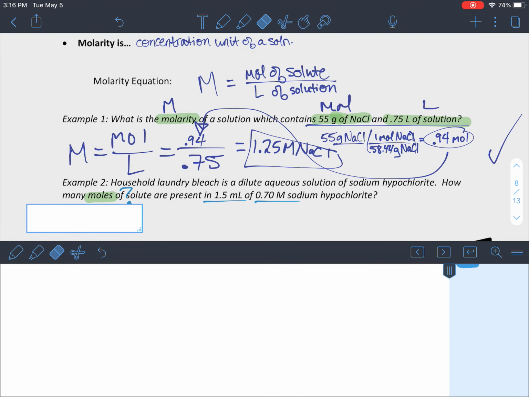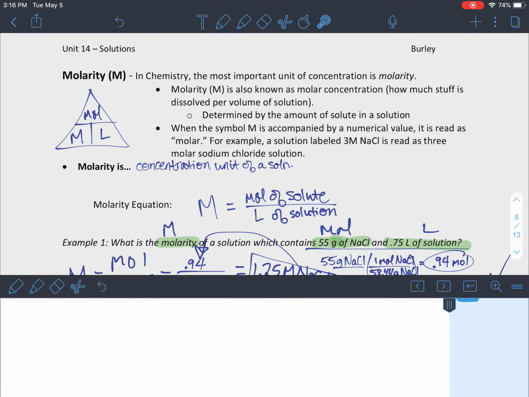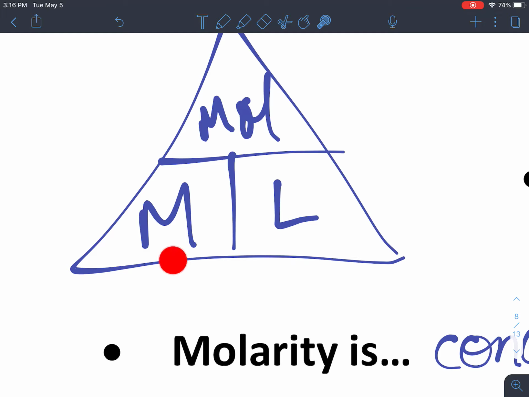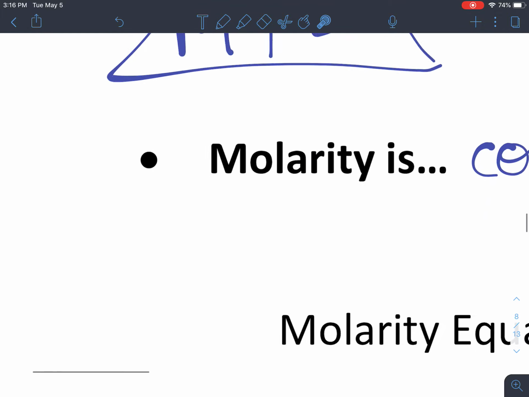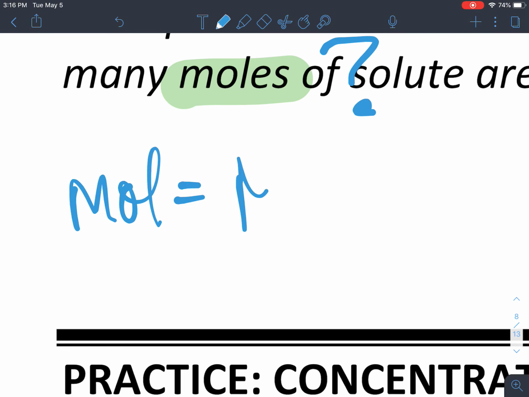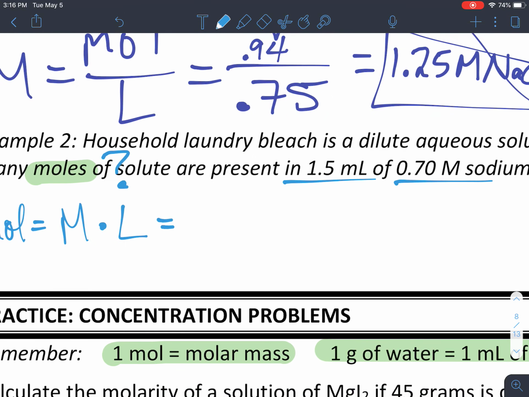Alrighty. So for this one, since we're solving for moles, let's take a look up here at our little triangle, actually. So if we are solving for moles, we're looking for this, then it's molarity times liters. So I'm going to write that down here. We're going to have moles equals molarity times liters. Now we're in milliliters here, and we do have a molarity. So we'll plug our molarity in first. We have 0.70 is our molarity. And then we need to convert 1.5 milliliters to liters.